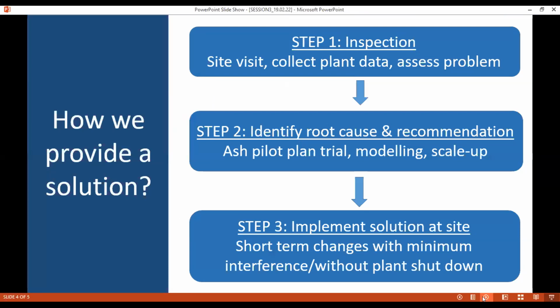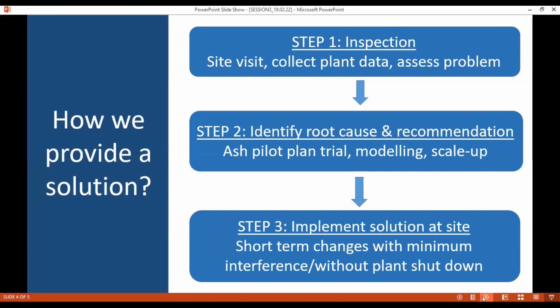And the way we go about the solution is in three very simple steps. Step number one is inspection. So we make site visits, we collect plant data, and assess the problem. Second, we take certain ash samples and convey them to our laboratory at Thapar Institute. So the whole work is done in collaboration with Thapar Institute, BSII in collaboration with Thapar Institute.